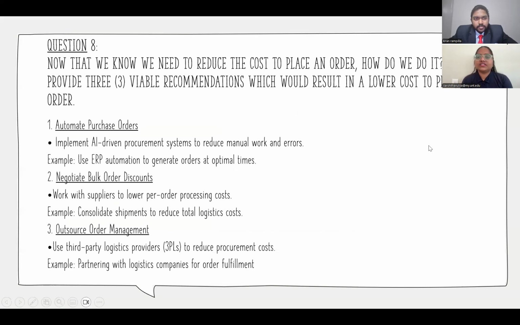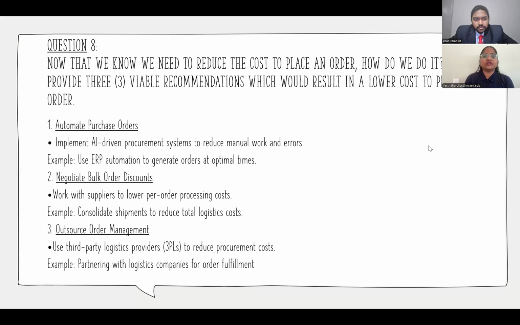In question 8, it is asking us for any 3 recommendations to reduce ordering costs. The 3 recommendations would be, first, automate procurement; second, bulk shipping agreements; and third, vendor managed inventory.